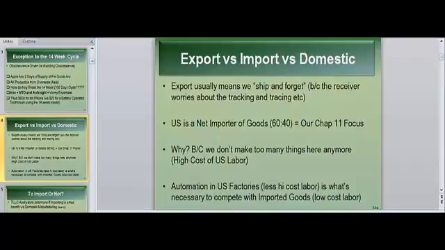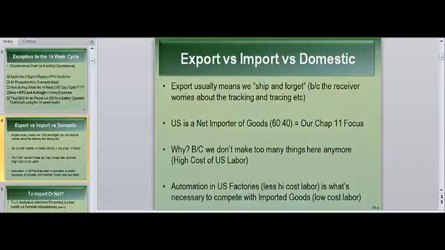So let's go back to export versus import versus domestic. Export usually means, as we said a couple of minutes ago, we ship and forget, because the receiver in most instances has responsibility for the tracking and tracing of the shipment, and the documentation to get it into the country and to its ultimate destination.